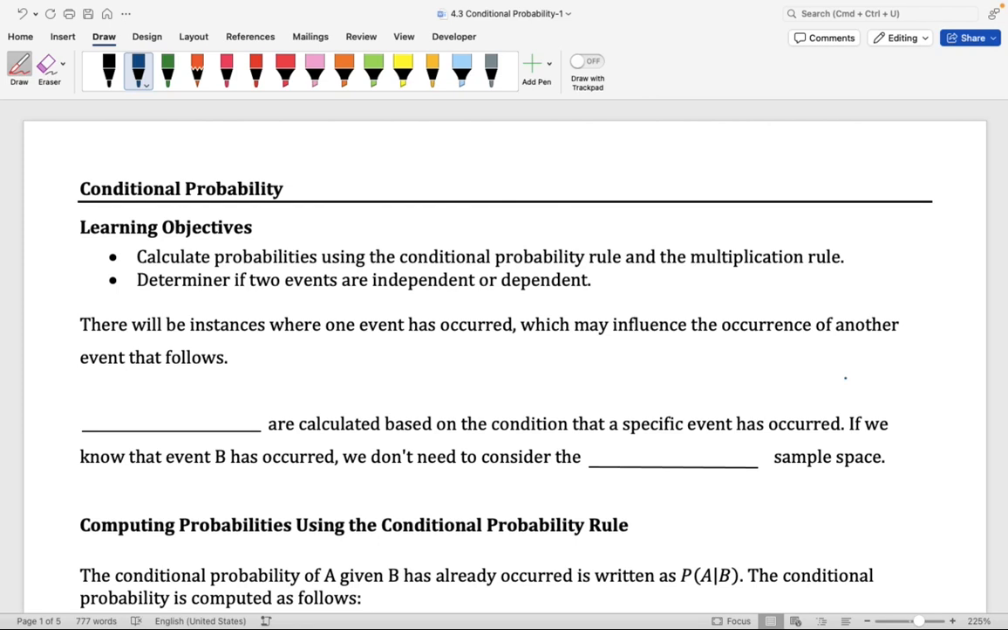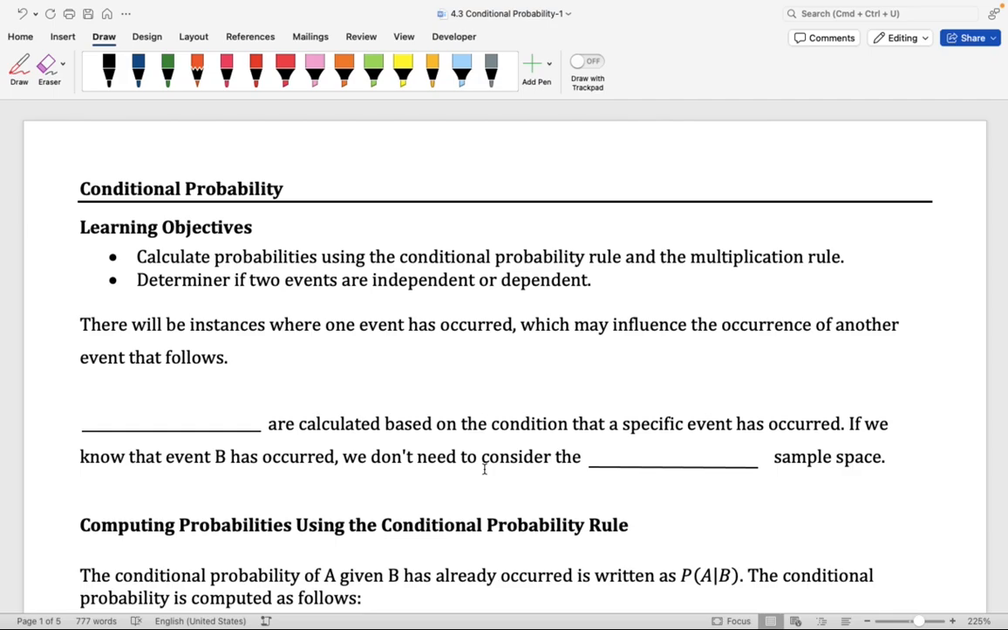Today we're going to be talking about conditional probability. You're going to be introduced to two more rules for probabilities. One of your learning objectives is to be able to calculate probabilities using the conditional rule and the multiplication rule for probabilities. Also going to learn how to determine if two events are independent or dependent. Okay? That will be the focus of this lesson.